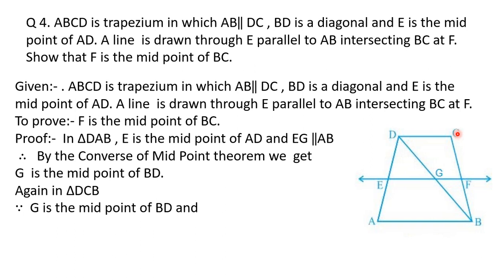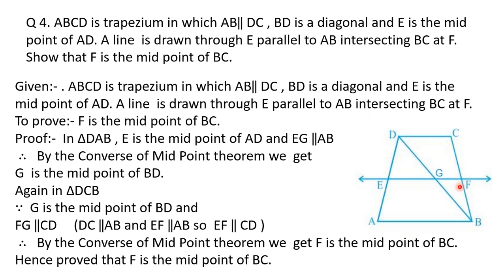Why can we say this? As we have drawn EF parallel to AB and this AB is parallel to DC, we get EF is also parallel to DC. Now part of EF is GF, so we can say this GF is also parallel to DC. Now in this triangle BCD, G is the midpoint of the side BD and GF is parallel to DC. So we can say by converse of midpoint theorem, F is the midpoint of the side BC. So it's proved.